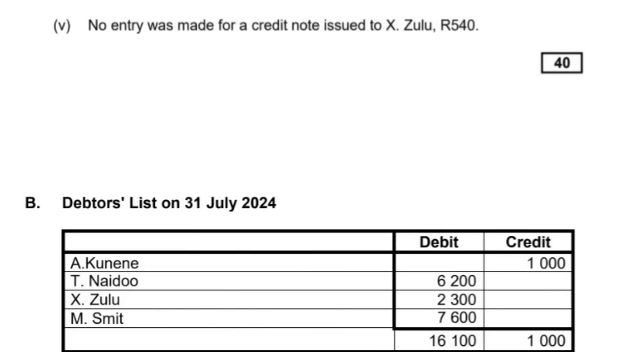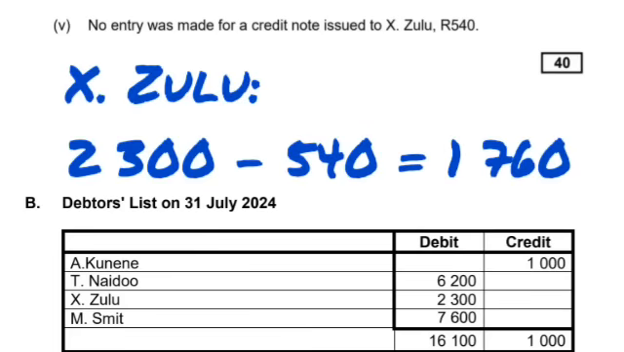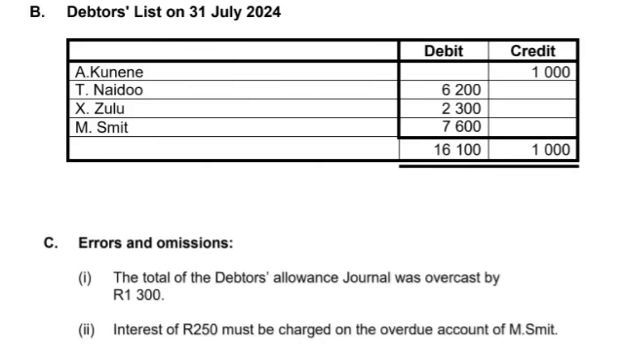And then for X Zulu, who has a debit balance of 2.3, we have information 5. It says an entry was made for a credit note to X Zulu of 540. Credit note, remember we said it means he was returning goods, so that means it reduces his debt again with 540. So 2.3 minus 540 gives me 1,760. It's decreasing his debt because he returned the goods. It means he no longer owes us for them.